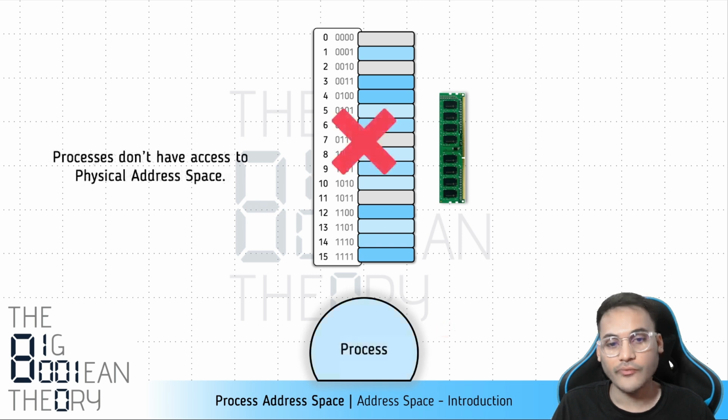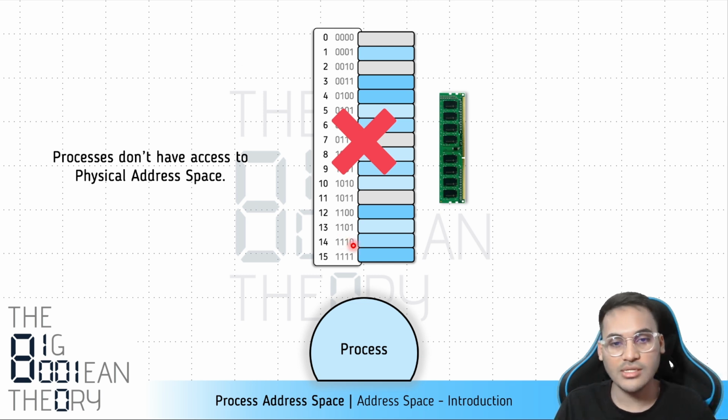Now, from the perspective of the normal process, from the perspective of the user process, they don't have access to this complete view, this physical address space, right? So they don't know in reality how big the memory is, or what the exact contents of the memory are.